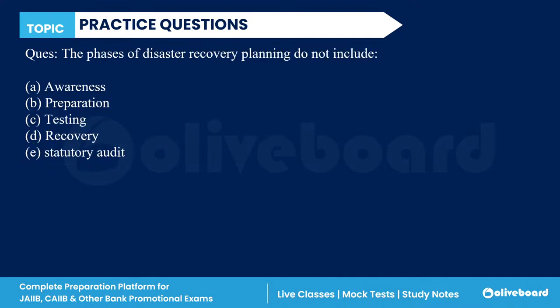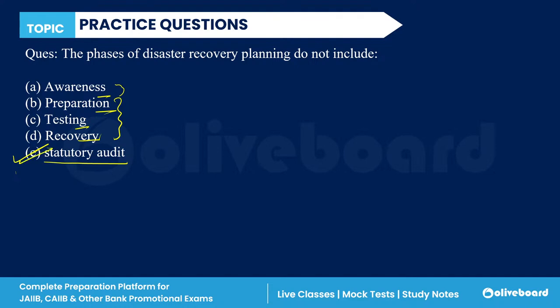Okay. Next, the phases of disaster recovery planning do not include what? It includes awareness, preparation, testing, and recovery. These are the four phases in recovery planning. Statutory audit is not a phase included in the planning process, so E is the correct answer.